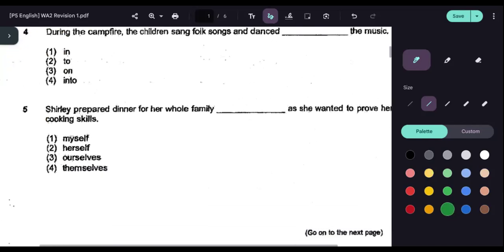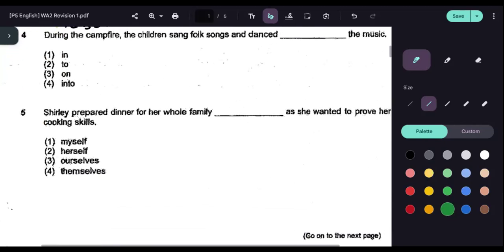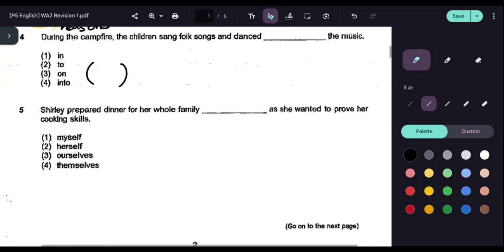Let's go on to question number 4. During the campfire, the children sang folk songs and danced blank the music. Now, danced to the music. Okay, because music, every time you're very happy, you go and dance, and then after that you raise your friend up. No, I'm just kidding. Okay, you raise your friend, and then you'll be like, hey let's dance together to the music. Oh yeah. All right, something like that.